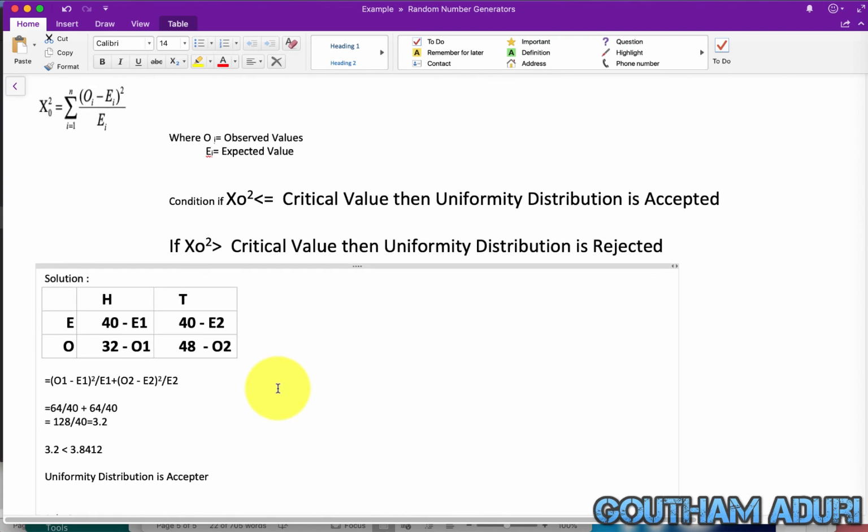If you have any questions or concerns, please post them in the comment section. I hope you got some basic understanding of random number generators, and this is how you need to solve different kinds of problems related to random number generators.